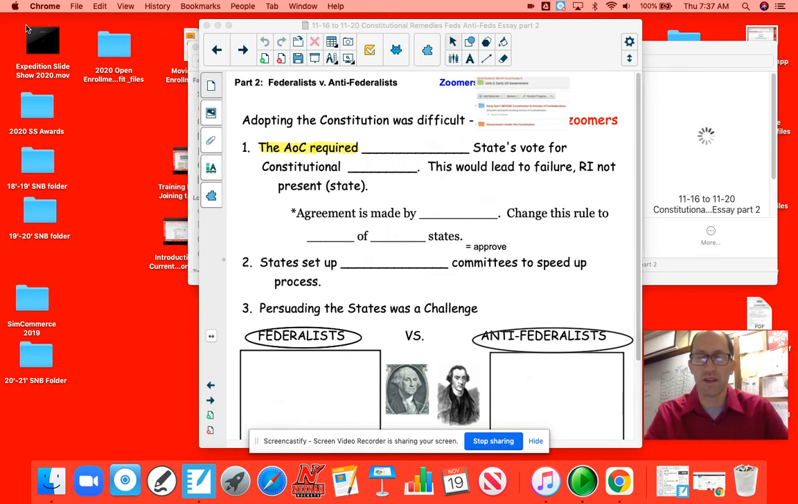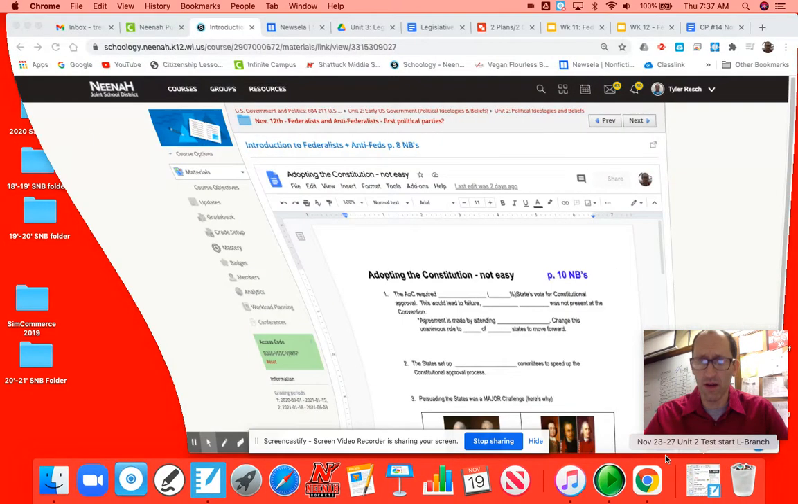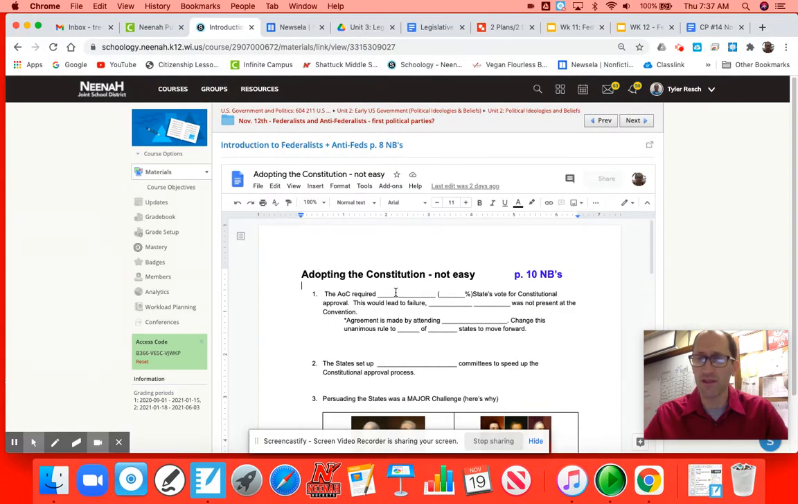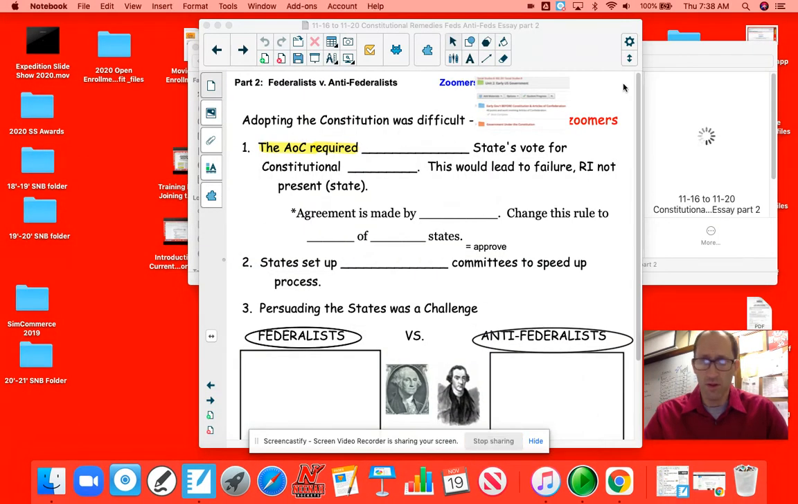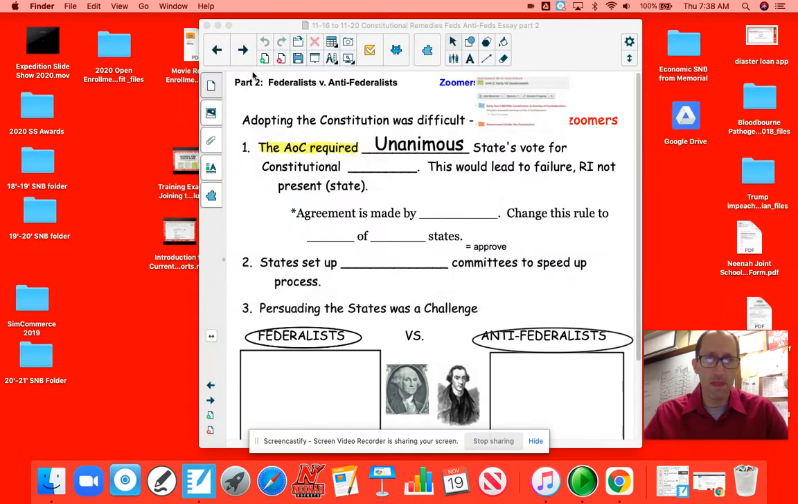Anybody who missed the lesson on the introduction to the Federalists and Anti-Federalists, pay attention quick. Here's your notes. Once you have that document open, and the document that I'm talking about is this one right here, Adopting the Constitution is Not Easy. You should be ready to fill this in super quick. Here we go. All right.